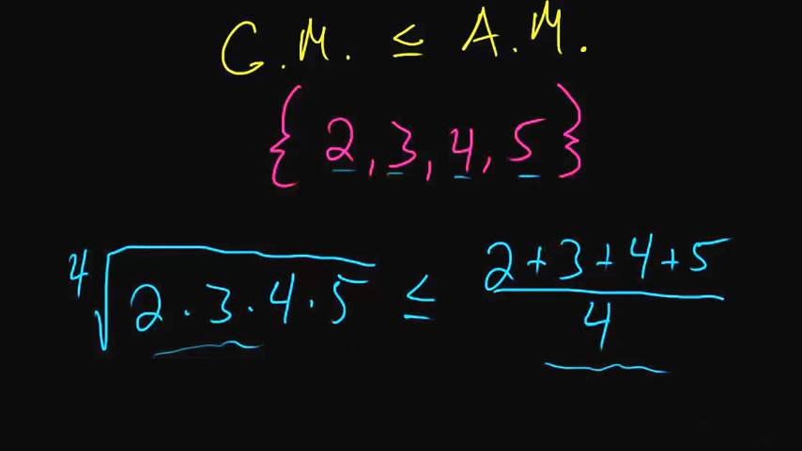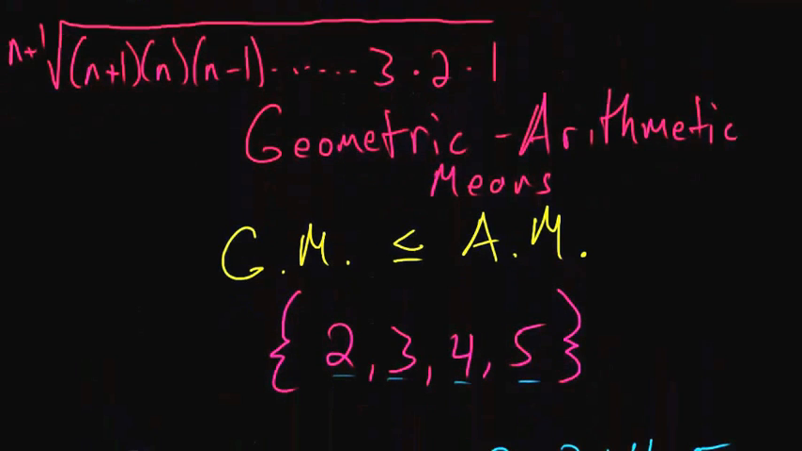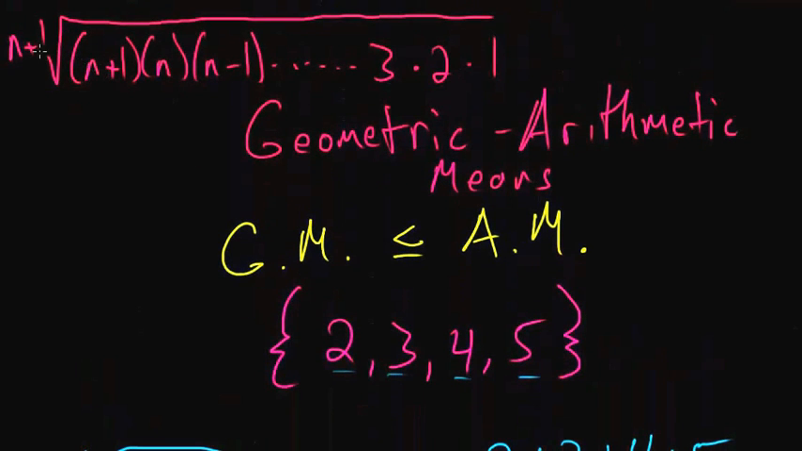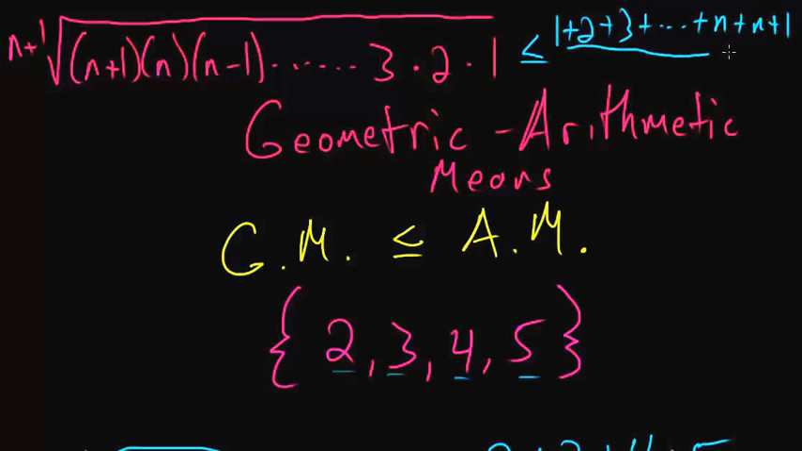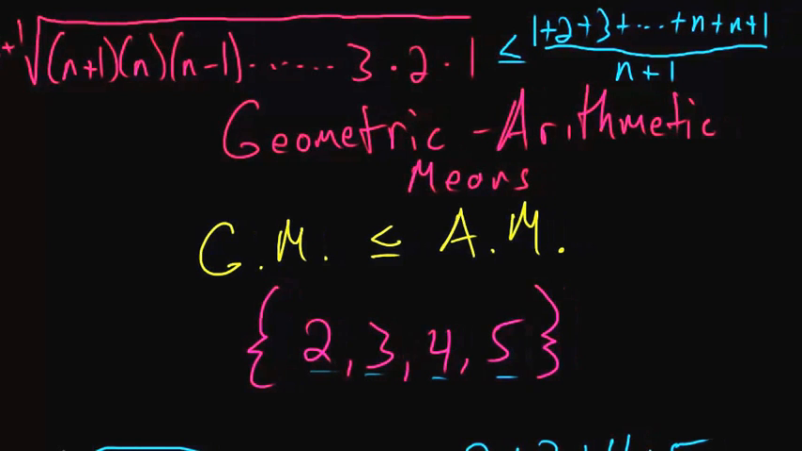We can apply this idea to our original problem here and say that the n plus 1 root of the product of these n plus 1 terms is always less than or equal to the arithmetic mean of these terms, which is just the sum of the terms, 1 plus 2 plus 3 plus all the way to n plus 1, divided by the number of terms, which is n plus 1. And now the right-hand side we can manipulate with some algebra.